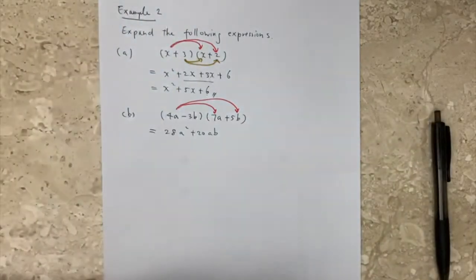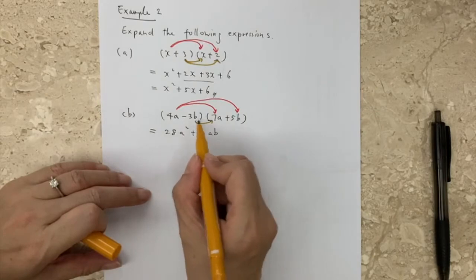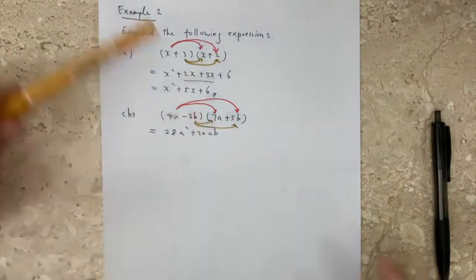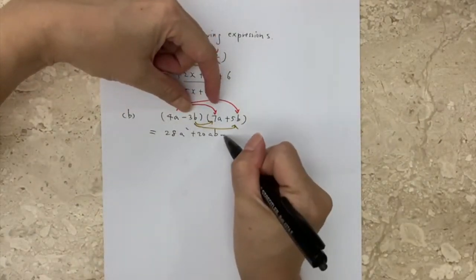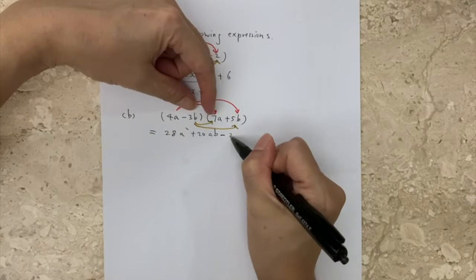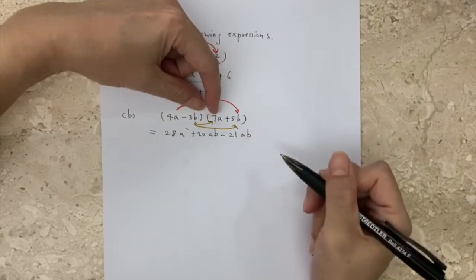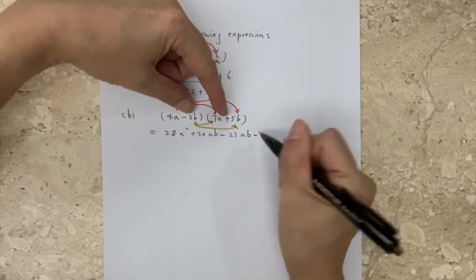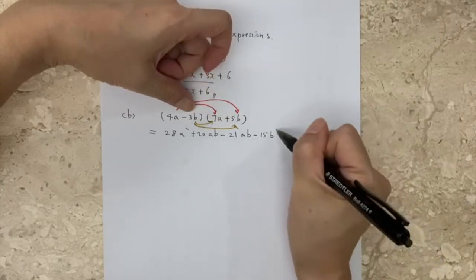Okay, so after that, I come to the second term here, which is minus 3b times 7a, and then minus 3b times 5b. Alright, so here minus, this is plus, so I get minus here, so 3 times 7 is 21. So ba is the same as ab. Okay, and then this minus, and then plus, which is a minus, so 3 times 5 is 15. So that is b times b, which is b squared.